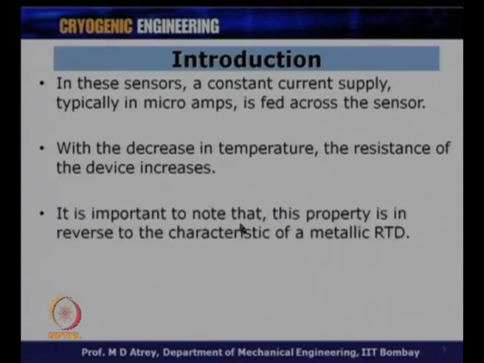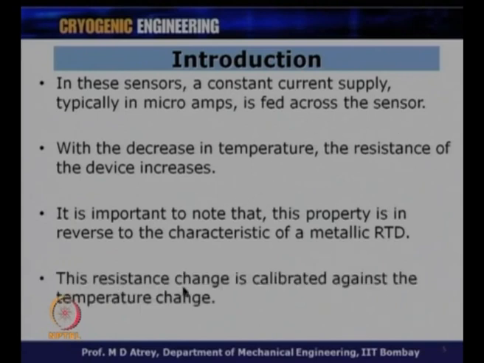It is important to note that this property is the reverse of the characteristic of a metallic RTD. In a metallic RTD, as the temperature decreases, the resistance comes down. This resistance change is calibrated against the temperature change. As in the metallic RTDs, in these cases also, the resistance change becomes a function of temperature, and one can do a calibration, fit a curve, so that the resistance changes with temperature can be calibrated properly. So, let us come to the non-metallic sensors.